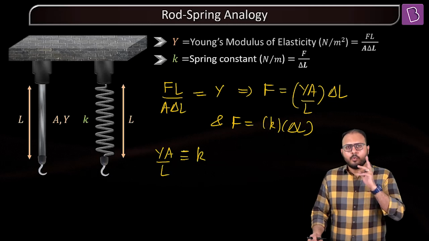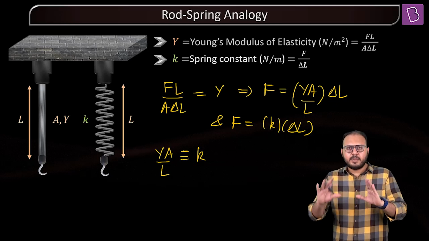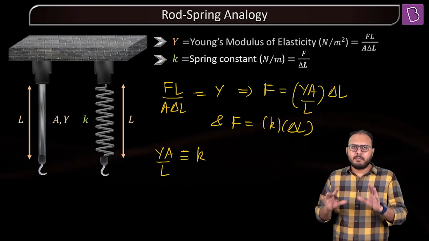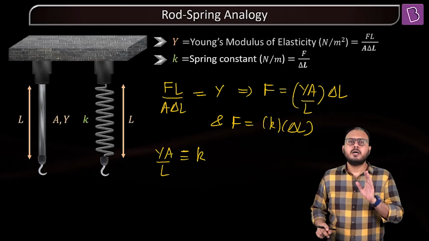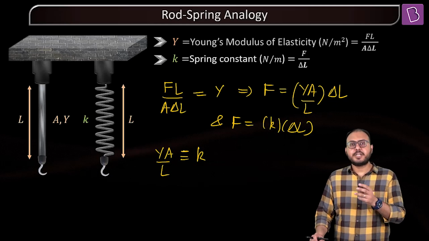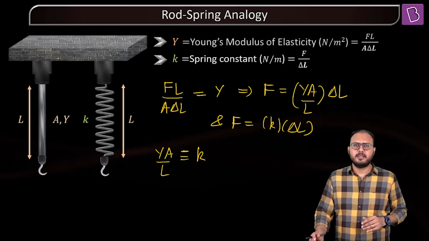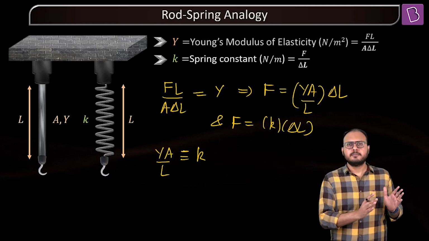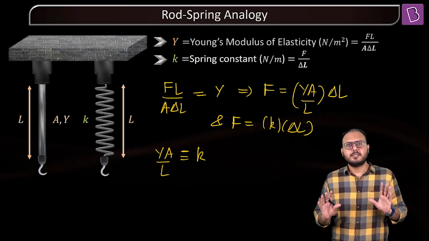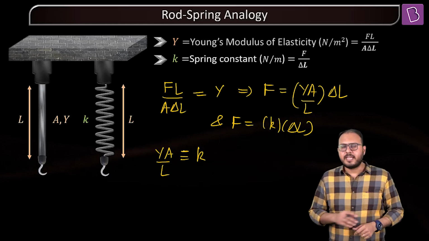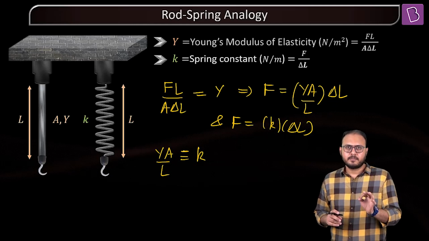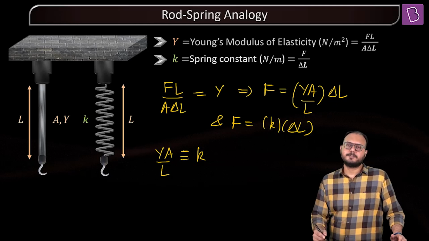A rod within its elastic limit can be understood as similar to, analogous to a spring. Who plays F? F plays F. Who plays change in length? Change in length plays change in length. That means it is force and elongation or compression, not tension. They have the same symbols. Who's the leftover? The leftover is YA by L.